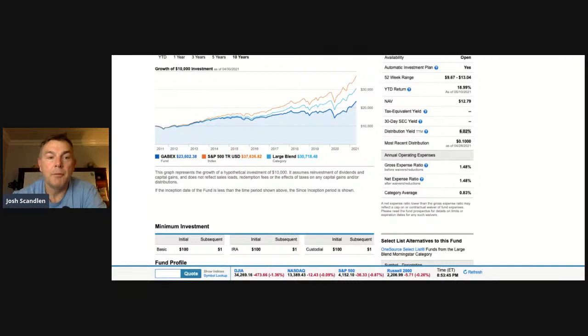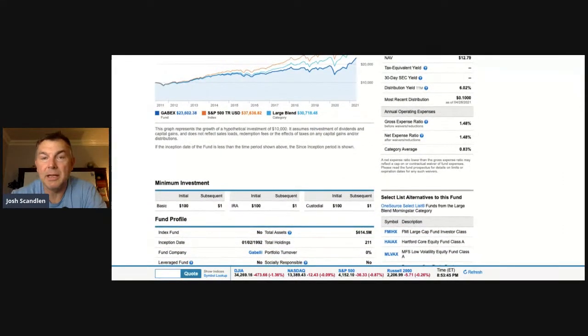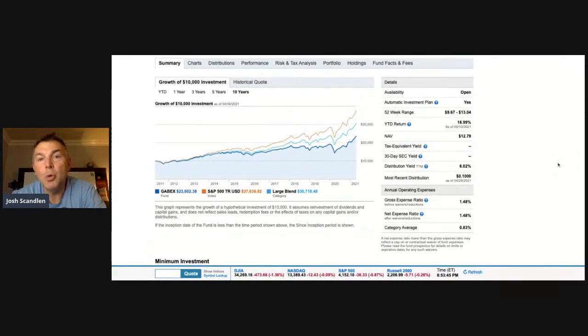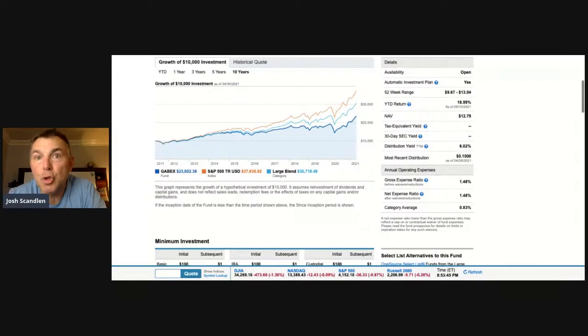All right. Now, if we look at since 2010, so basically the last 10 years, if you put $10,000 in the Gabelli Equity Income Fund, it'd be worth $23,000 today. So you doubled your money. Nothing wrong with that. But that assumes reinvestment of dividends and capital gains and does not reflect tax, all that. I don't even care about that right now. What I'm saying is, how are you going to get 6% a year when the Vanguard Value Index is only paying 2.2?